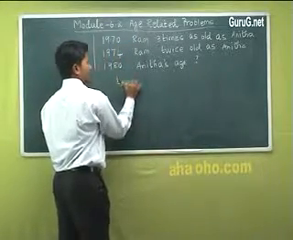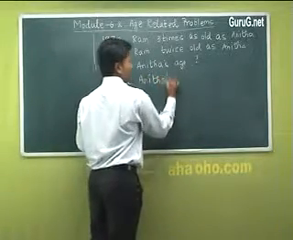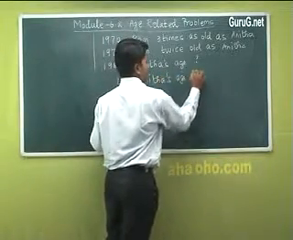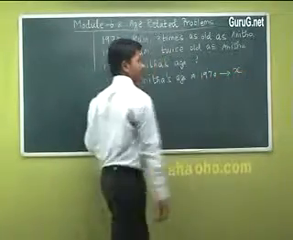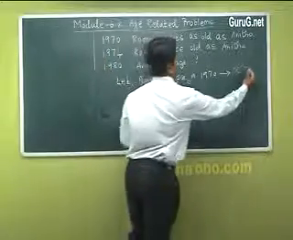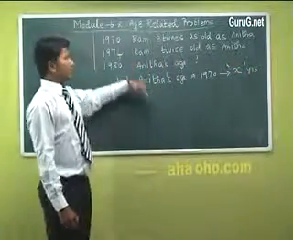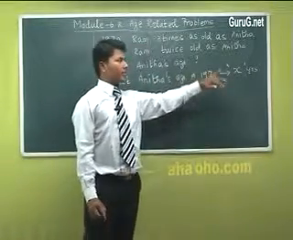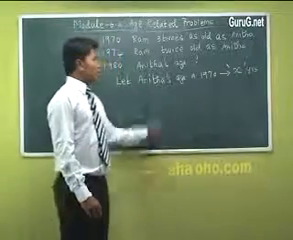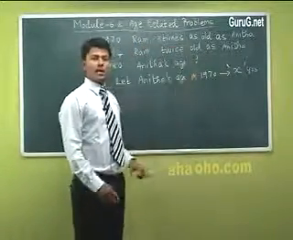So let Anita's age in 1970 be X years. Fine. Because we will take the earliest year. In 1970, Anita's age is X years. In 1970, Ram was 3 times as old as Anita.